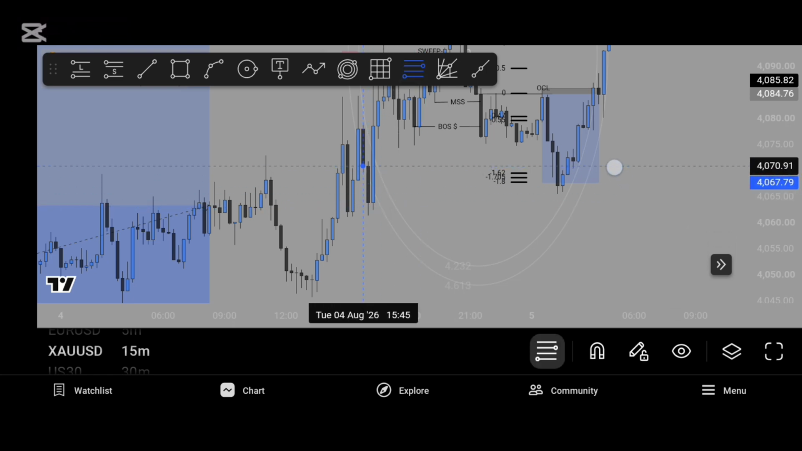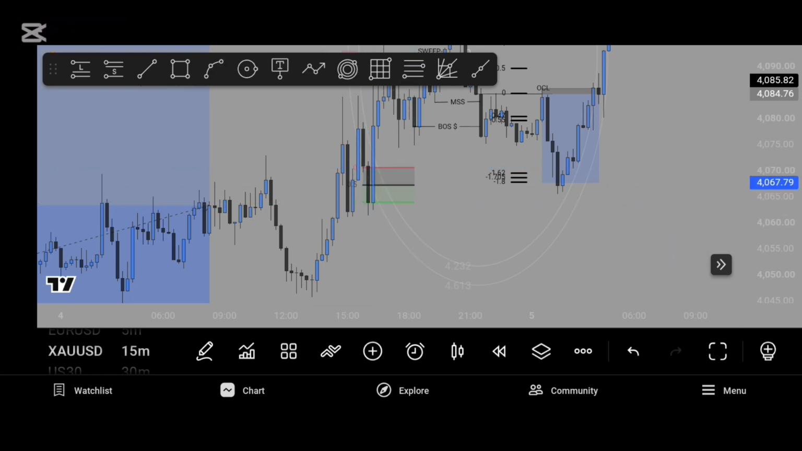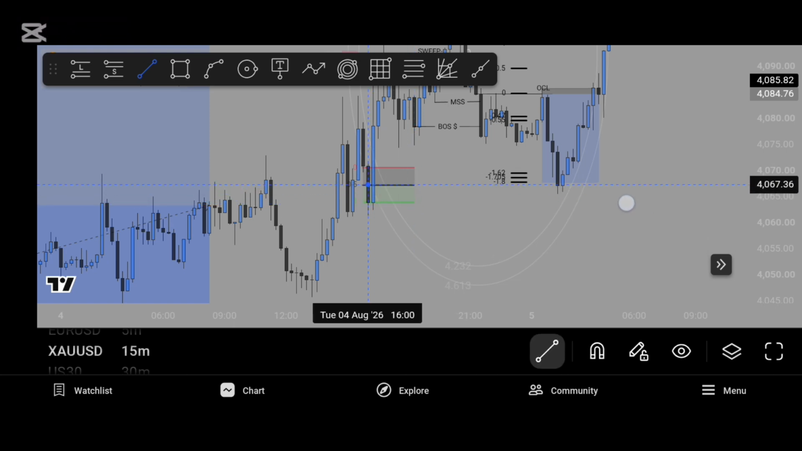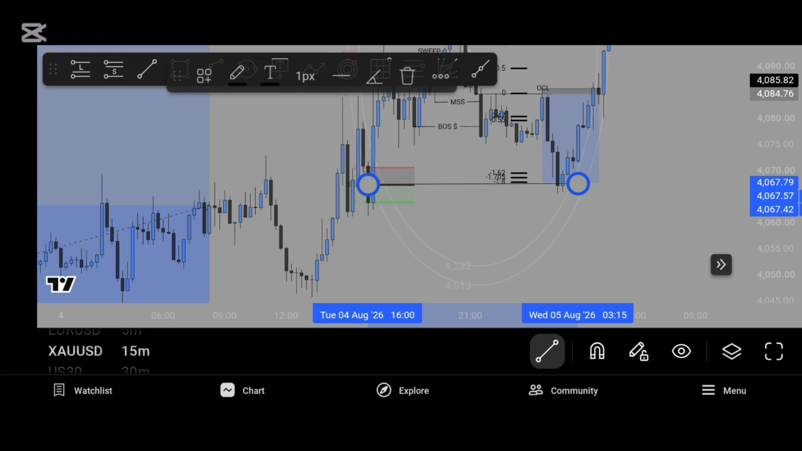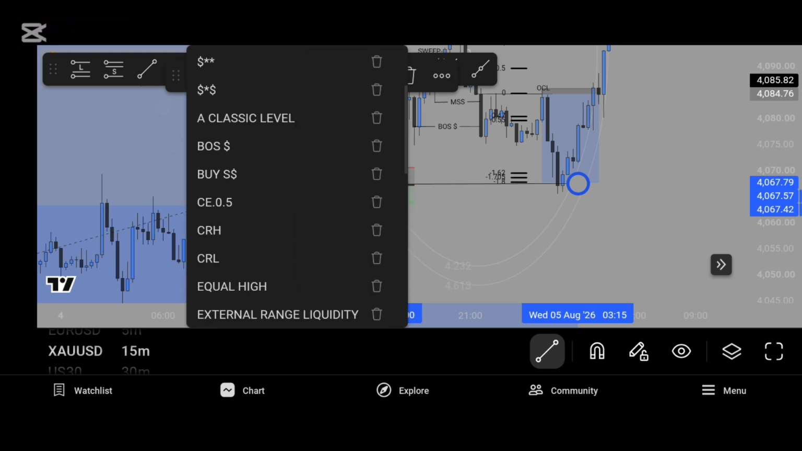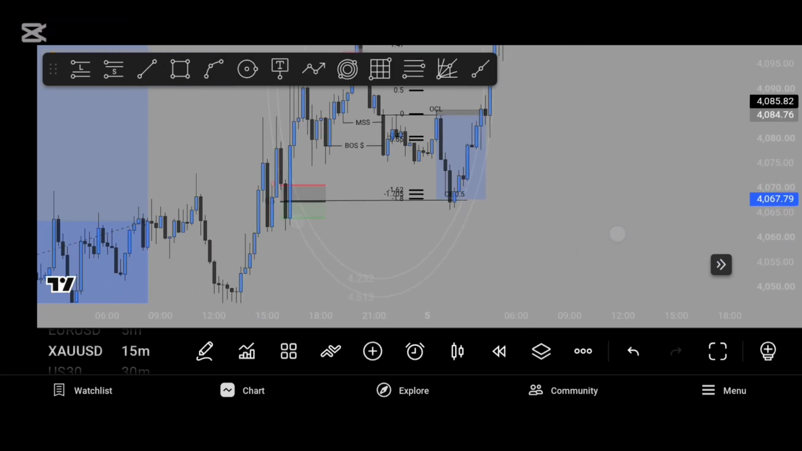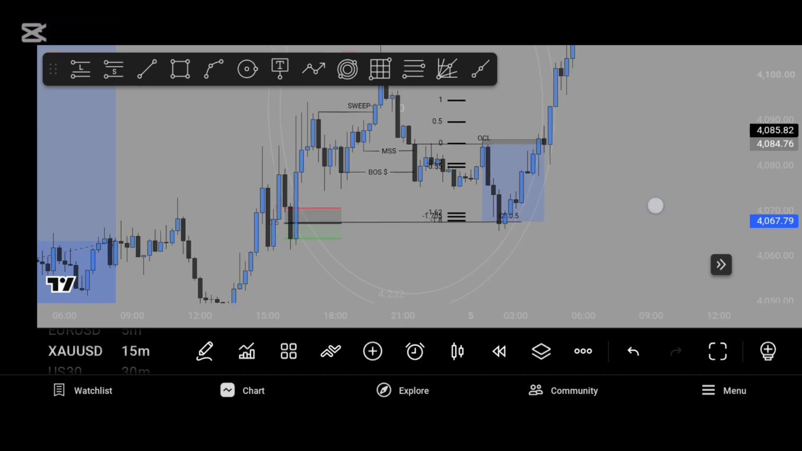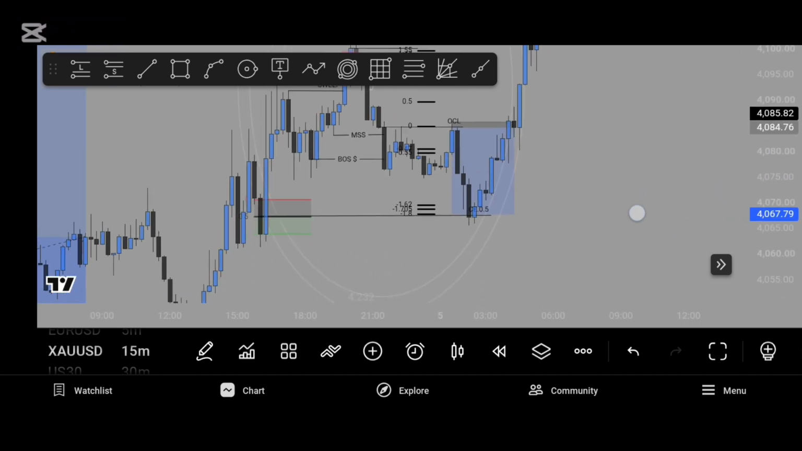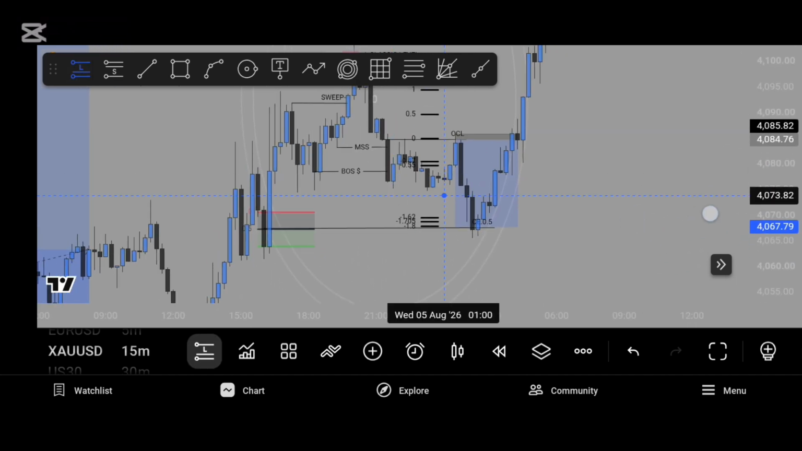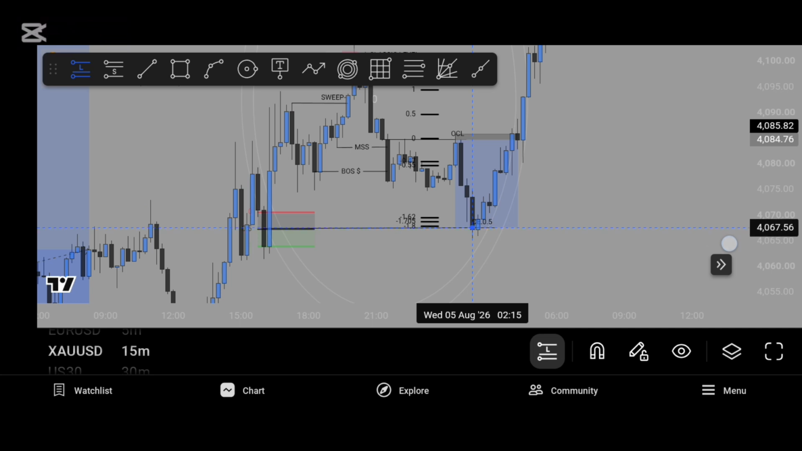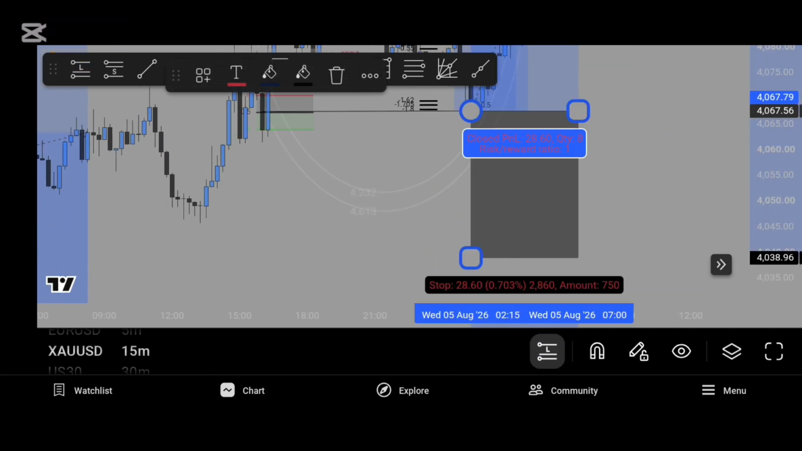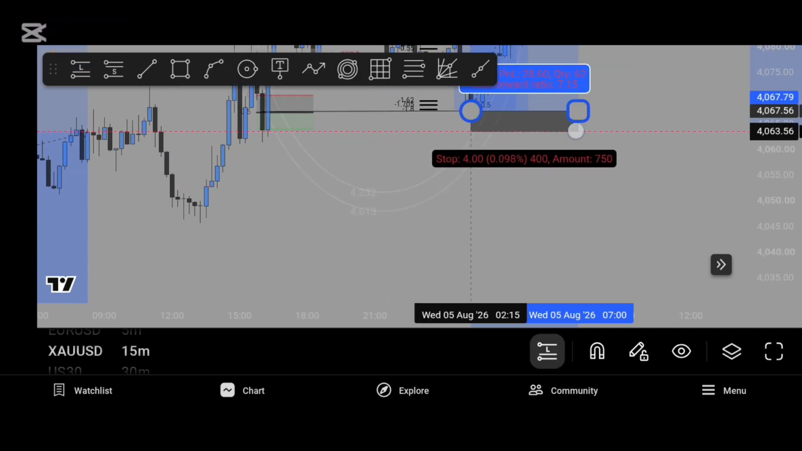So I came and used this other block. I got the 50% of it, came over here and marked it. You can see, this one became the 50%. I wasn't that interested in this zone. Then after, I just picked my long position and placed it somewhere here. As I said, my stop loss is always 3.